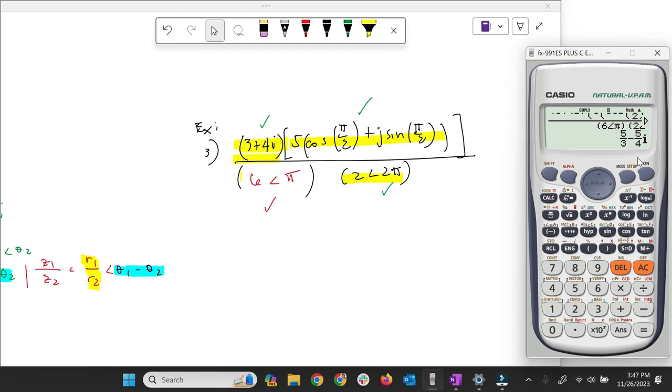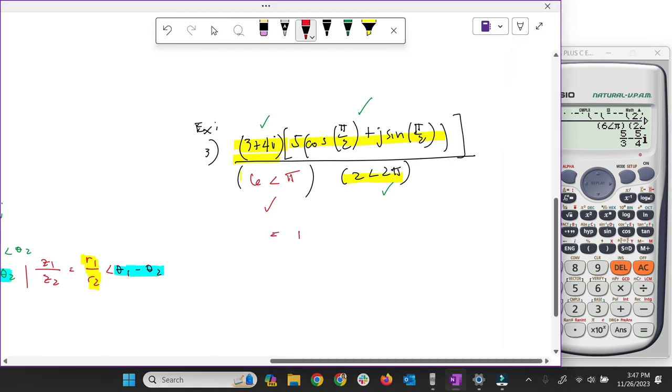And then, you will arrive at the answer of 5 over 3 minus 5 over 4i. So that's our final answer. Lagay ko lang dito, ha?